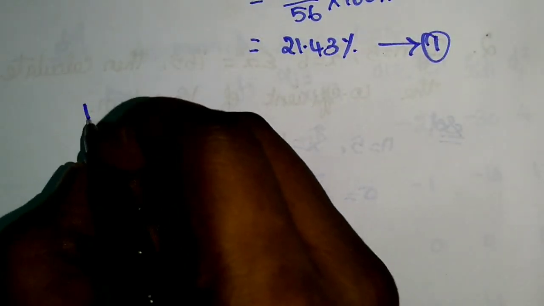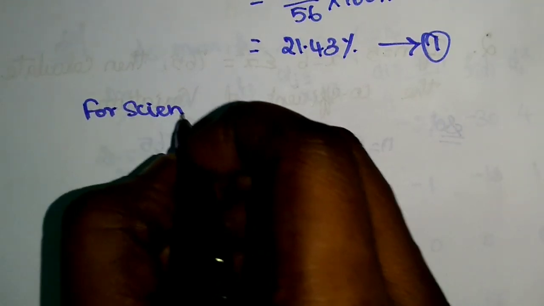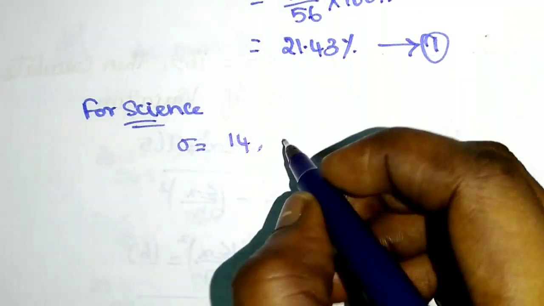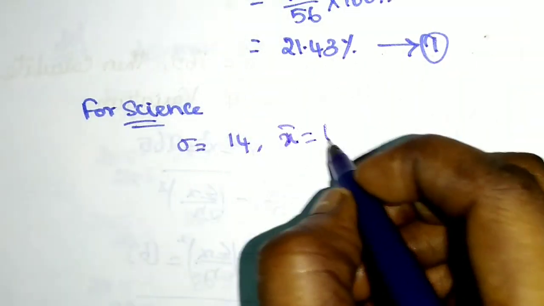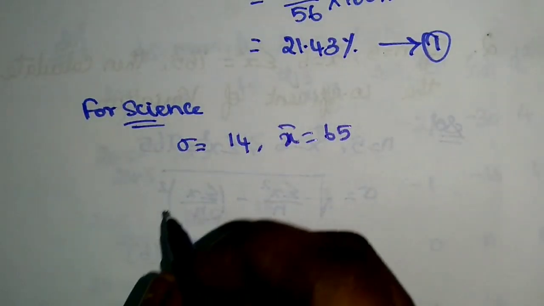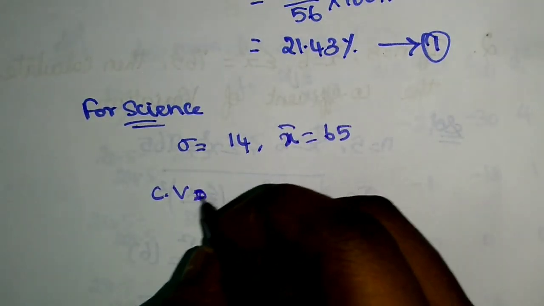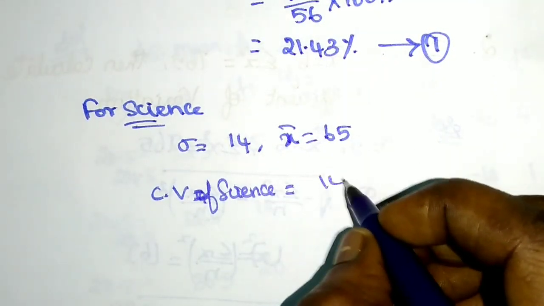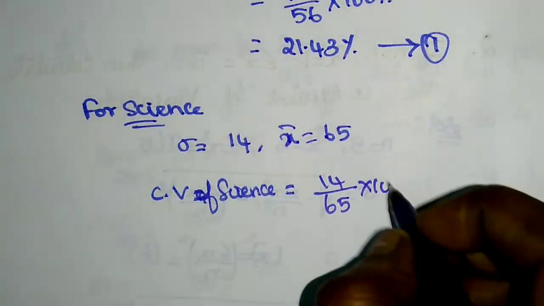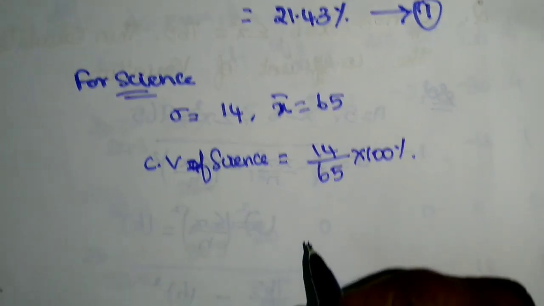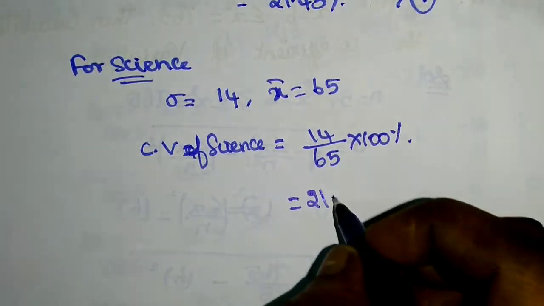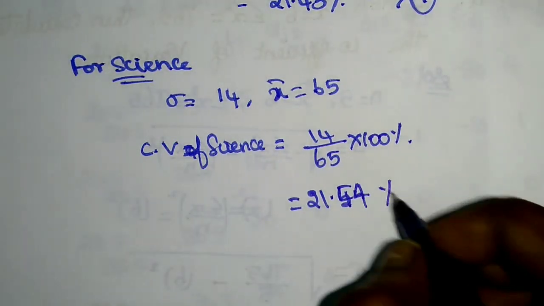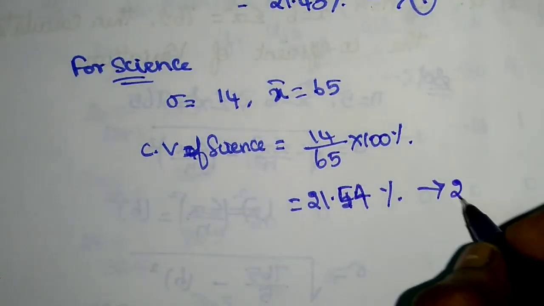Now for science. For science, here sigma is equal to 14 and x bar is equal to 65. Now CV of science is equal to 14 divided by 65 into 100%. Here we cancel, we get 21.54%. This is second equation.